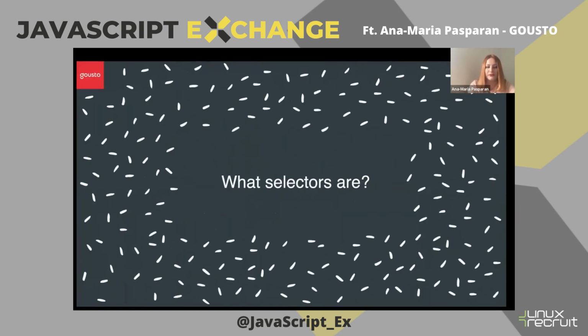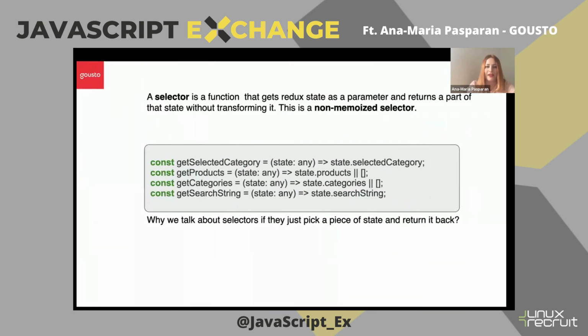In order to do that, we will need to talk about selectors. So what is a selector? It's a function that gets a Redux state as a parameter and returns a part of the state without transforming it. And this is called a non-memoized selector, because all it does is just get something from the state based on what you are telling it to do.